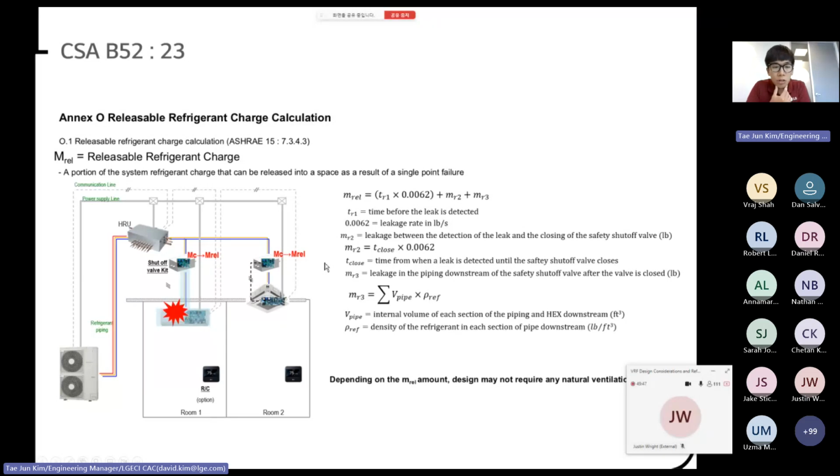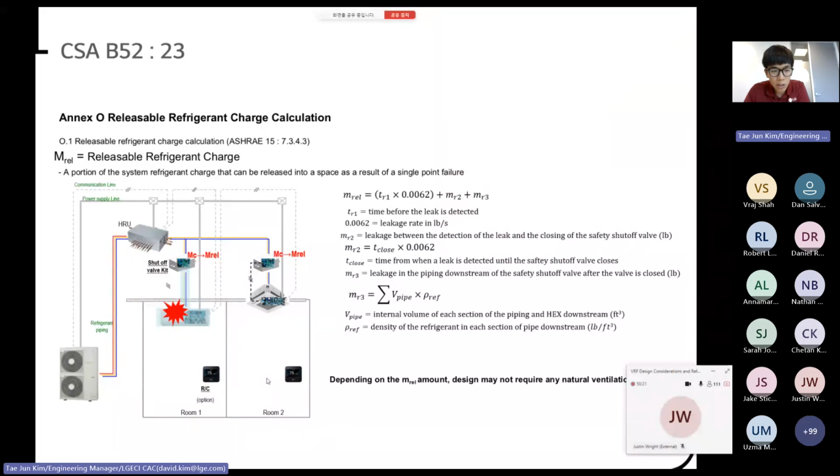Another thing that is introduced is a releasable refrigerant charge. This concept is very ideal for the A2L refrigerant that has a small RCL value. The concept is this: with the R410A, if a leak happens at a certain location, the entire refrigerant within that system will leak. There is no way to stop the leak, so the entire system's refrigerant leaks from that leak source.